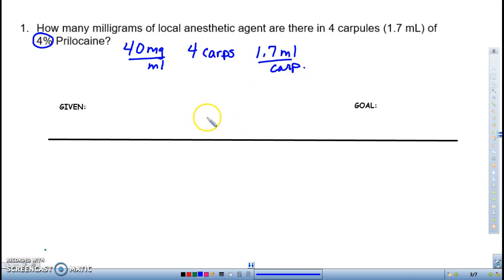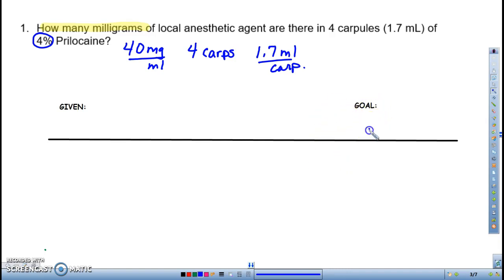Okay? This is what I'm trying to calculate. Let me highlight it. I'm trying to figure out how many milligrams of this anesthetic agent is in these 4 carps. All right? So what I'm going to do, and I hope you watch that dimensional analysis video, this will make a whole lot more sense.